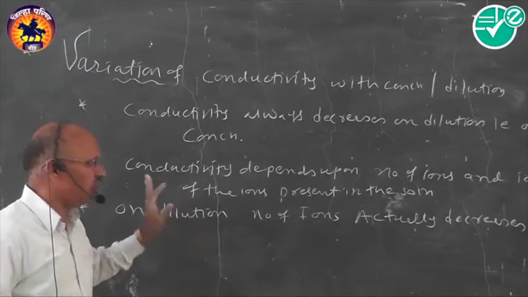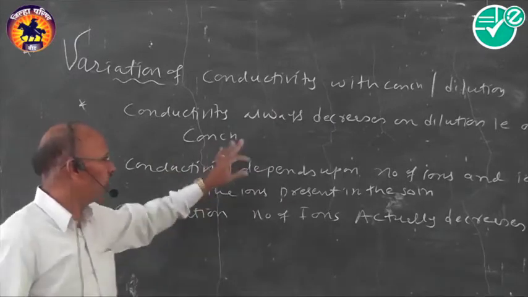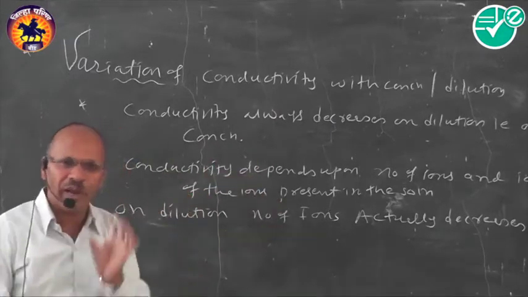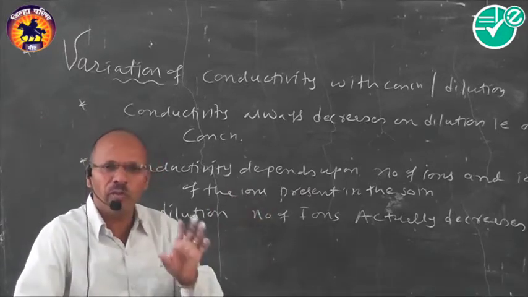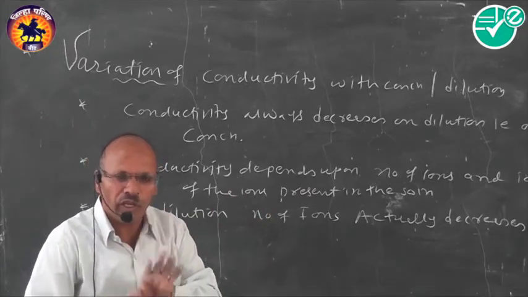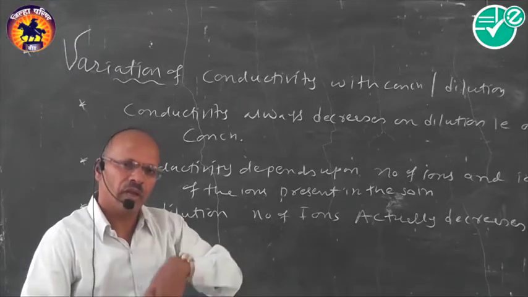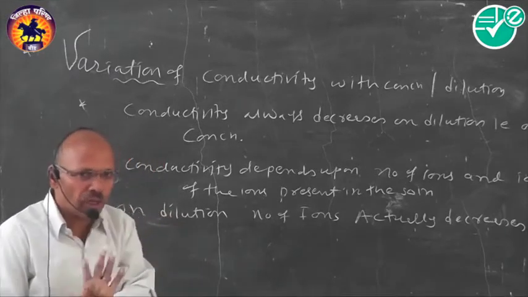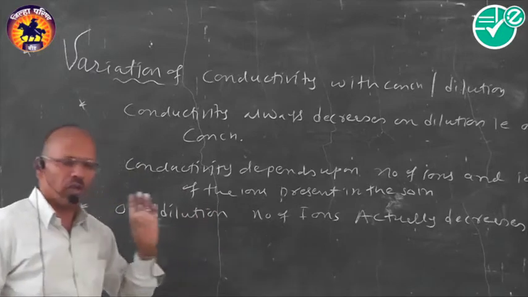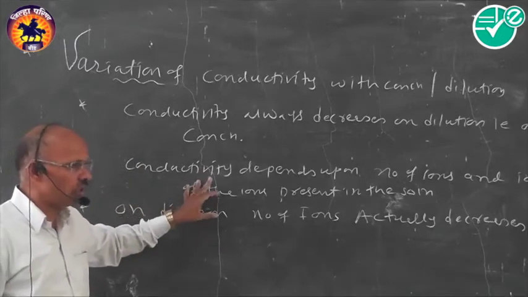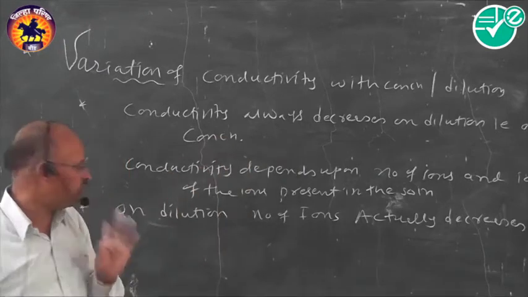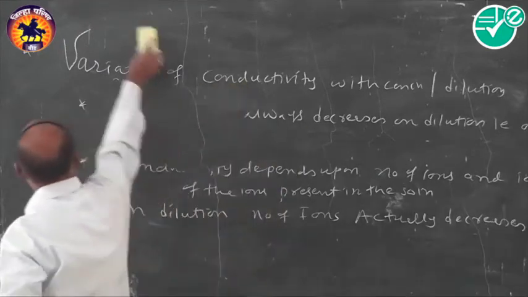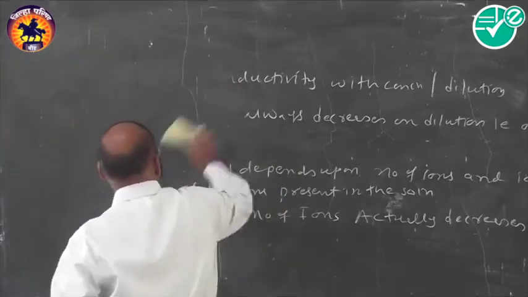So this parameter, this thing, you have to study, you have to follow properly. So clear fact is that in this case, on dilution, the number of ions not increasing in a proper fashion. Consequently, as a result of this one, the number of ions actually decreases on dilution, and hence conductivity always decreases. Try to clear this point. Okay. In the same way, we have to think about the second parameter.